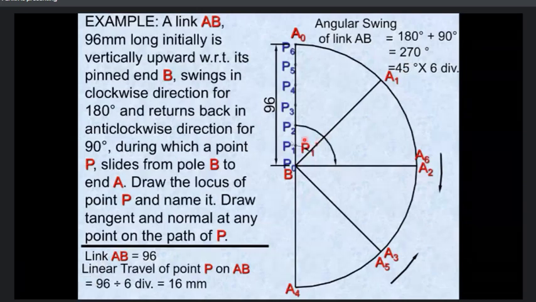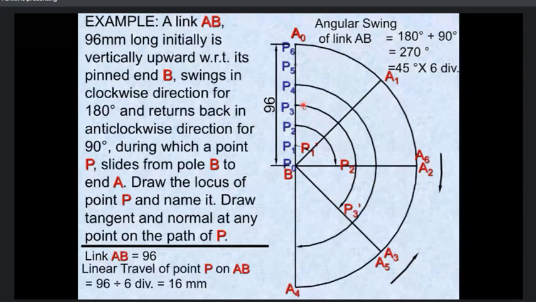Okay, then for P2, go with center B, radius equal to BP2, mark an arc, you will get P2. Then center as B, radius equal to BP3, mark an arc till here, you will get a P3 point and you will get a P4 point. Okay, up till here it was in the clockwise direction, so all the arcs were in the clockwise. Now what will happen after this?